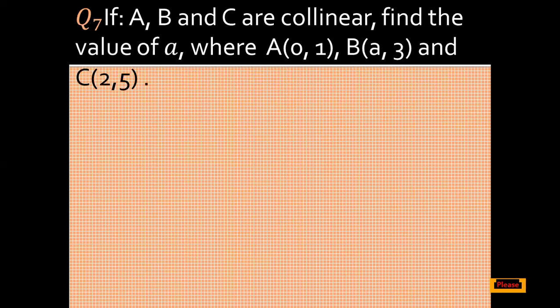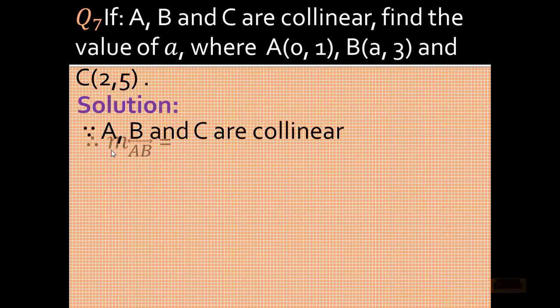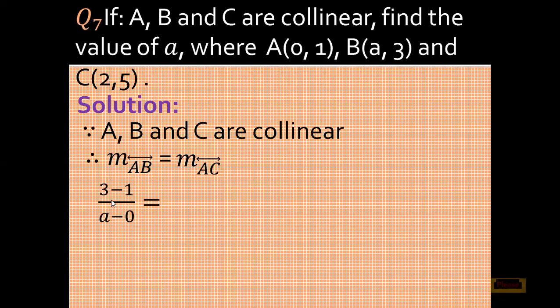If A, B, C are collinear, find the value of a. So first, find the slope of AB, which equals 3 minus 1 divided by a minus 0. The slope of AC equals 5 minus 1 divided by 2 minus 0. The slope of AB equals the slope of AC. Why? Because it is given that A, B, and C are collinear.